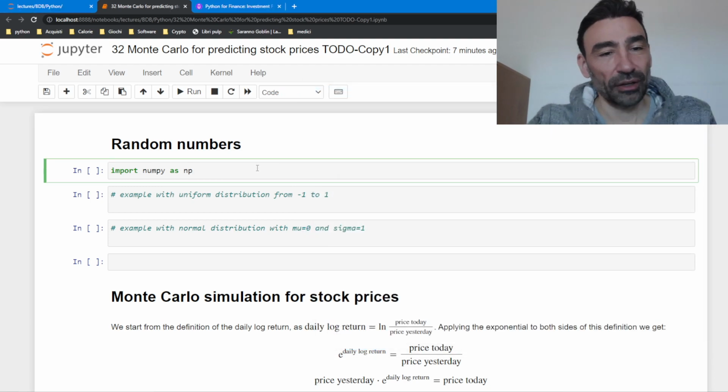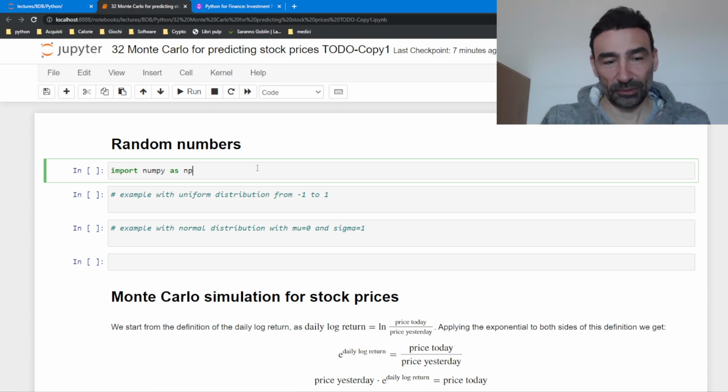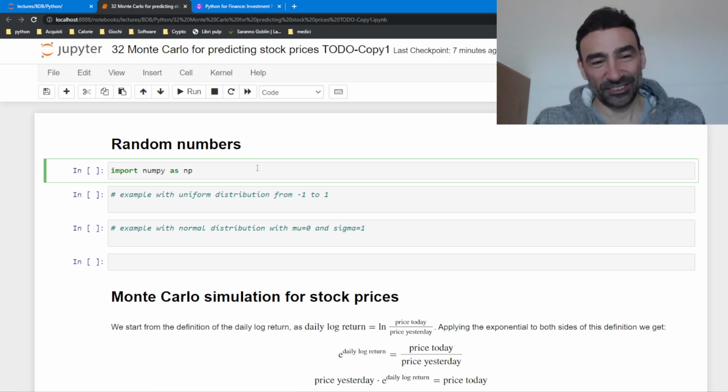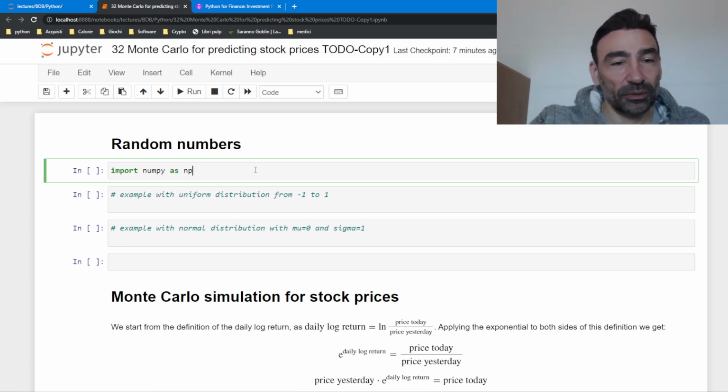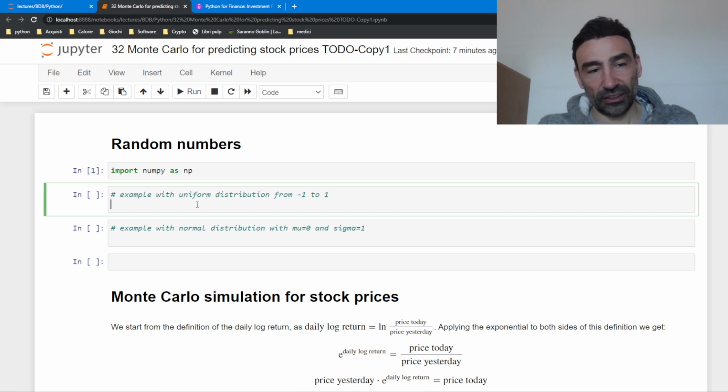First of all, we have to talk about random numbers. Because Monte Carlo simulation, well, the name Monte Carlo comes from the place Monte Carlo, right? It's not a person, so you can easily guess why it uses random numbers. So random numbers exist in Python. They are inside NumPy, so we import NumPy, and here we show you how to create a vector, so an array of random numbers from a uniform distribution.